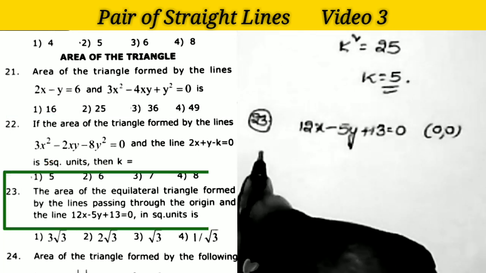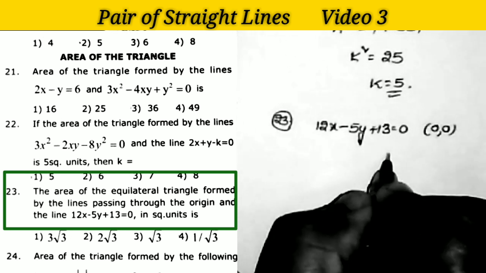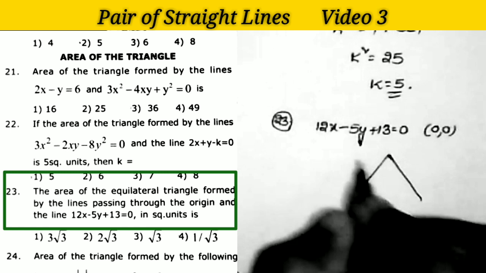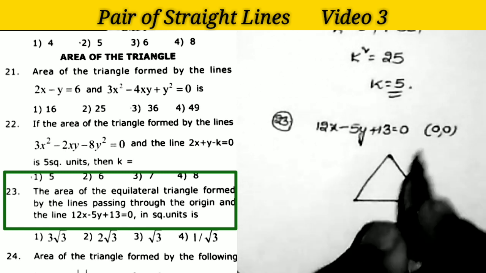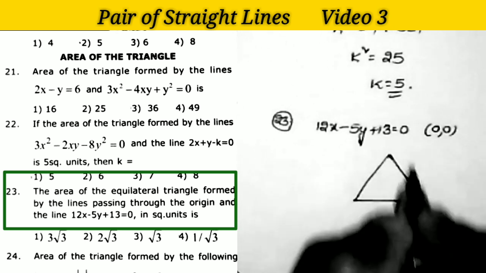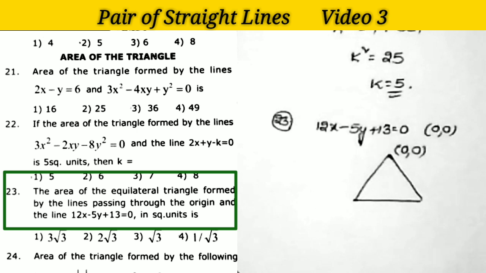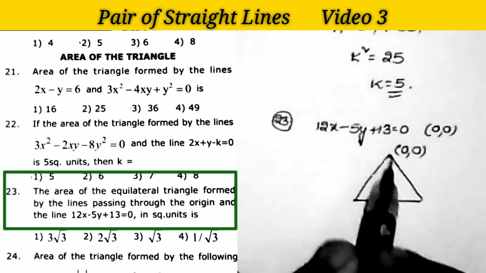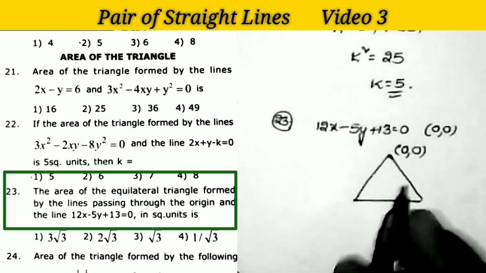Next problem, sum number 23. The area of the equilateral triangle formed by the lines passing through the origin and the line 12x minus 5y plus 13 is equal to 0. So the question is, the area of the equilateral triangle whose sides pass through the origin. That is, these two are the sides that pass through the origin, and this is the equilateral triangle.